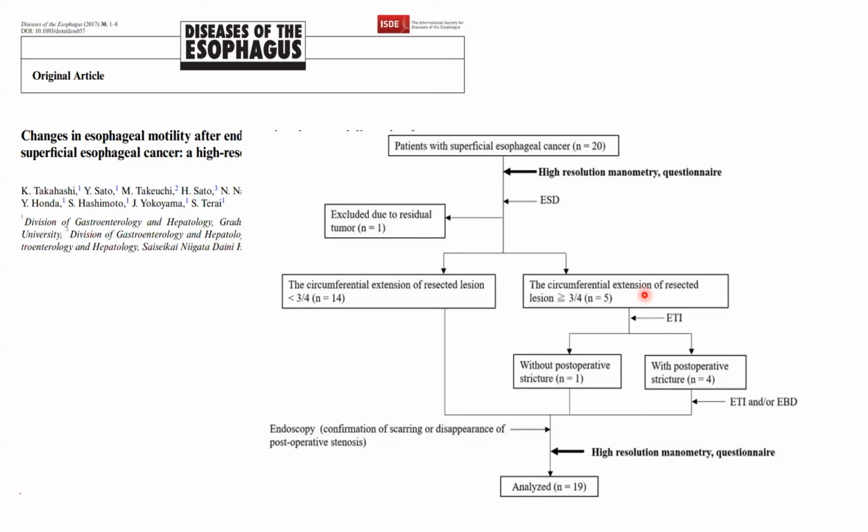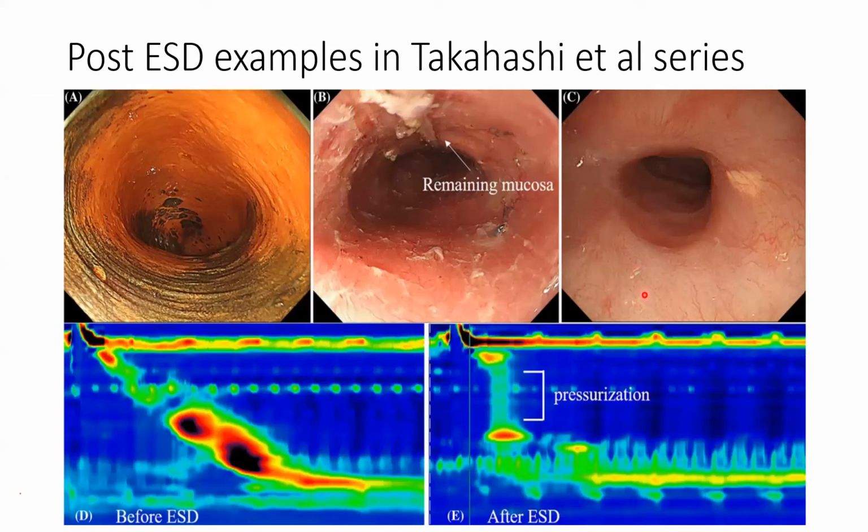Group A was where they did not have a circumferential resection, and group B was basically with a circumferential resection. So look at some of the examples in these series. This was the remnant, and this is the initial picture on the A part, along with the chromoendoscopy.